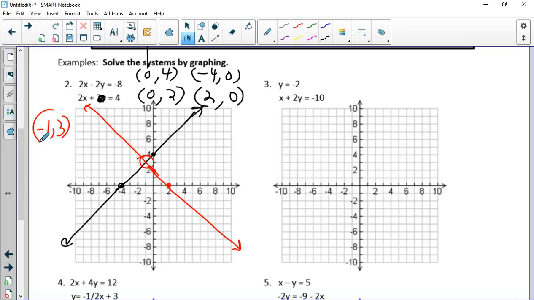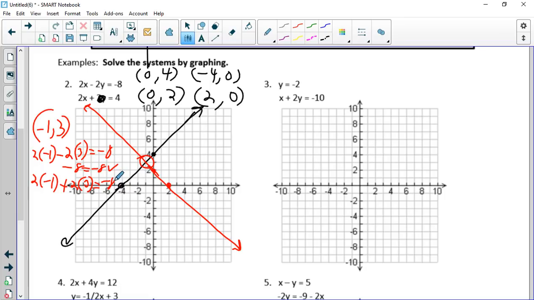Now, what you should do now is to verify. You should plug these numbers in to both equations. So when I plug it into the first equation, negative 1 times 2 times 3 equals negative 8. So that's negative 2 minus 6. That's negative 8 equals negative 8. Check. And then I plug in the next one. 2 times negative 1 plus 2 times 3 equals negative 8.